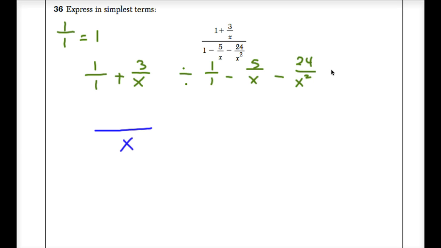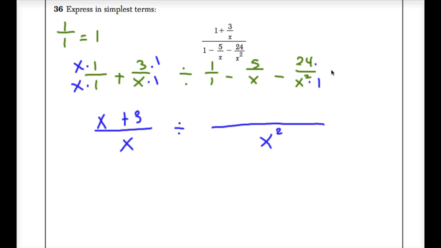How do I get from 1 to x? I multiply by x. Remember, what I do to the bottom, I do to the top. In this case, I will multiply by 1. So here I'll have x plus 3 divided by... In the bottom here, I want to have x squared. So I know this is times 1 times 1 times x, because x times x will give me my x squared, and here will be times x squared times x squared. So on top, I will have x squared minus 5x minus 24.